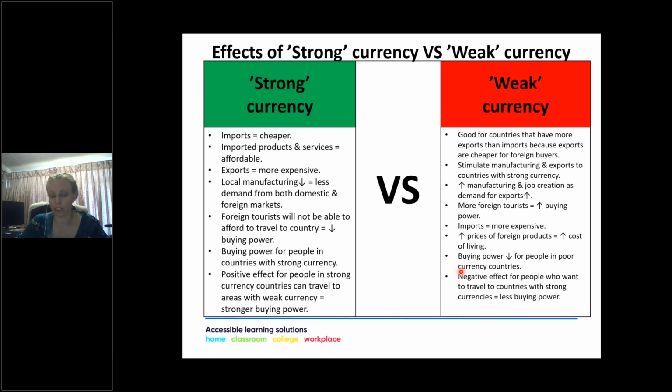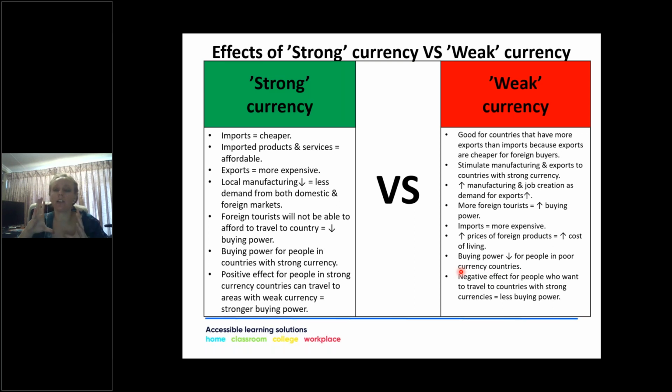Their imports are more expensive because they have to pay more for imports. They have a higher price for foreign products and a higher cost of living. Their buying power is less for people in poor currencies, and it has a negative effect for people who want to travel to countries with a stronger currency because they have less buying power.